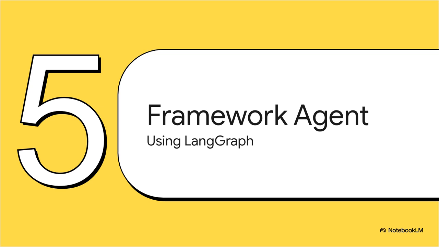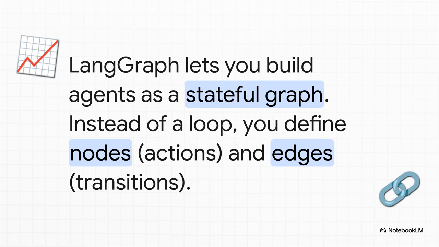We've come a long way. We've built agents by hand, we've used structured patterns. So for our final section, it's time to bring out the heavy machinery. Let's see how a dedicated framework like LangGraph can help us build truly robust, stateful agents that can handle almost anything. Instead of a simple loop that just goes around and around, LangGraph lets us define our agent's logic as a graph. It's a collection of nodes, which represent states or actions, and edges, which represent the paths between them. It's a much more powerful and flexible way to design complex agent behavior.